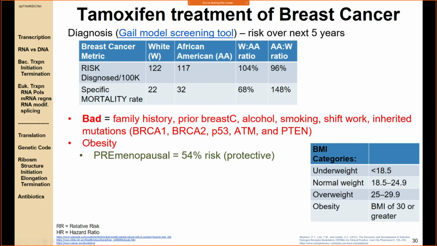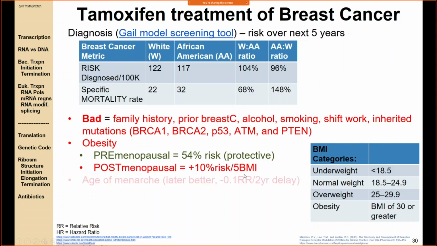Obesity is bad for breast cancer. Interestingly, obesity premenopausal seems to be protective, so later in life, it's worse. And postmenopausal, you have an increased 10% risk per 5 BMI that you go up. The age that a woman first menstruates, the later the better. And so girls are menstruating earlier and earlier now, which increases their risk.